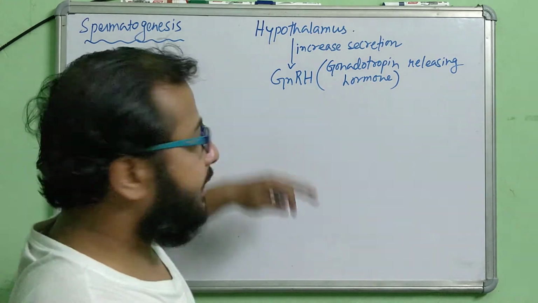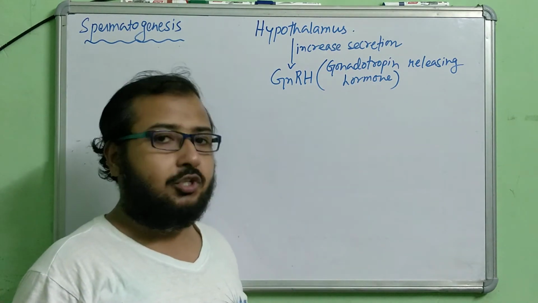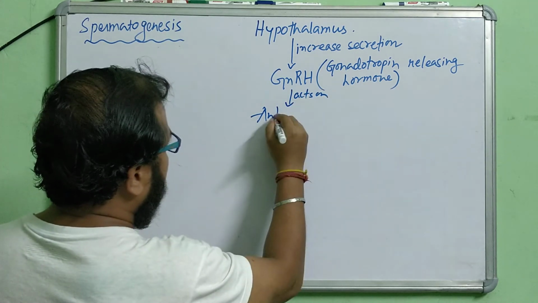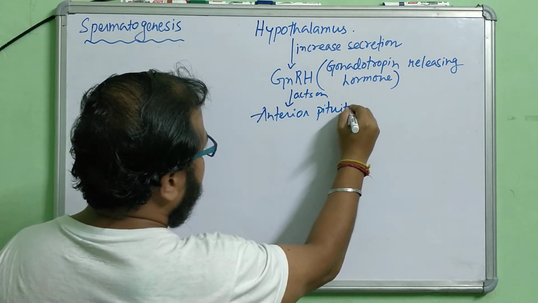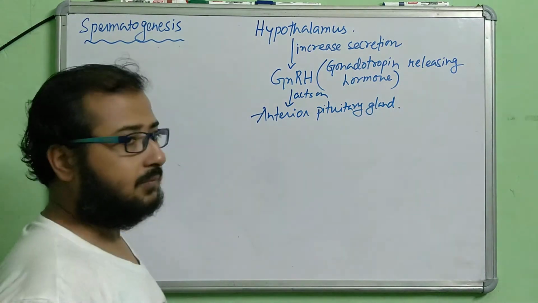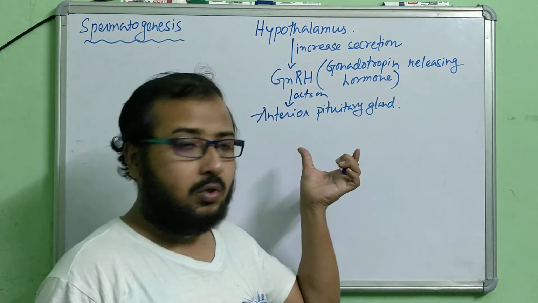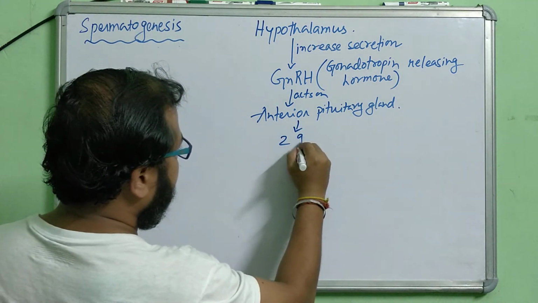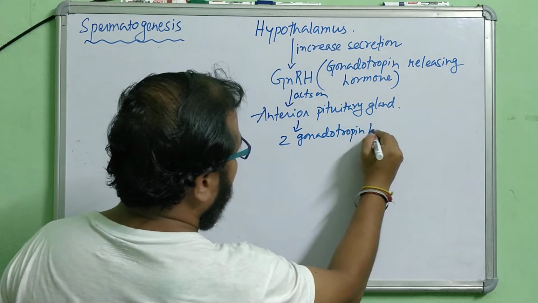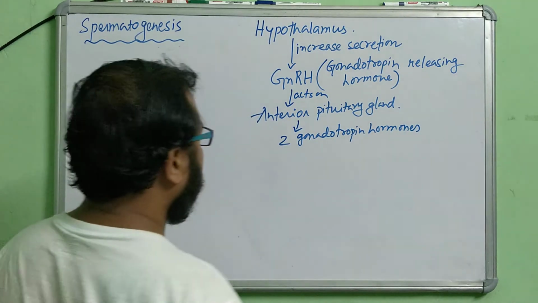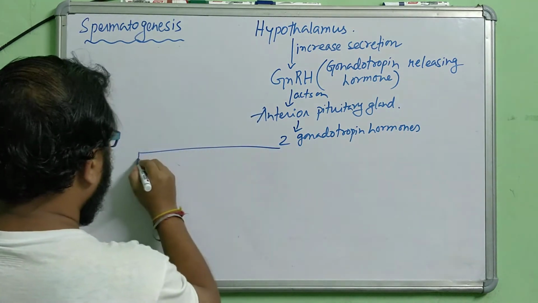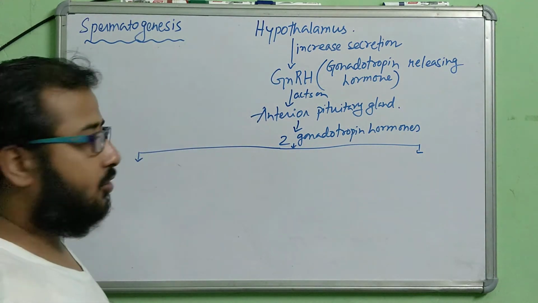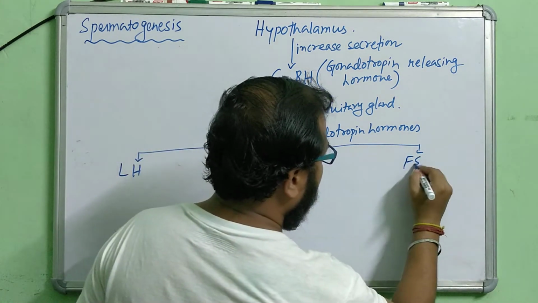This GnRH in turn acts on the anterior pituitary gland. This is the master gland, if you know. From this gland, two gonadotropin hormones are going to be released. What are those hormones? These gonadotropin hormones are, one is LH, the other one is FSH.